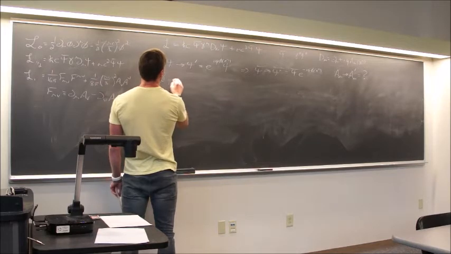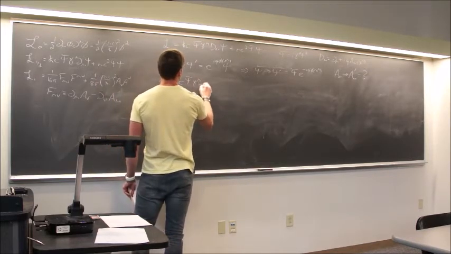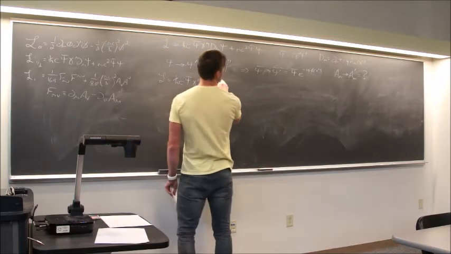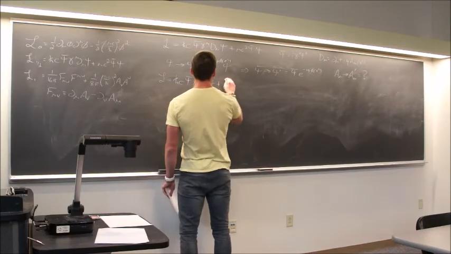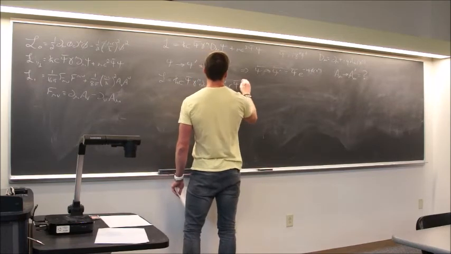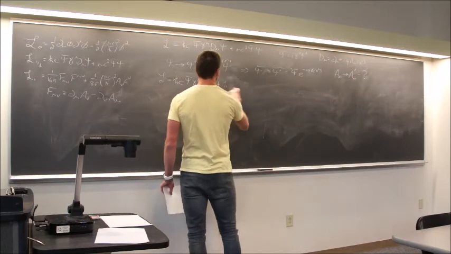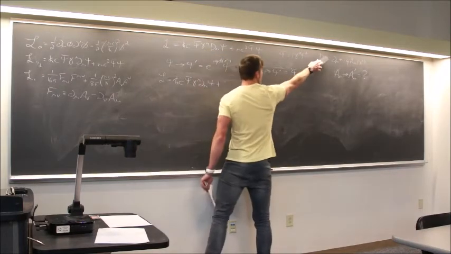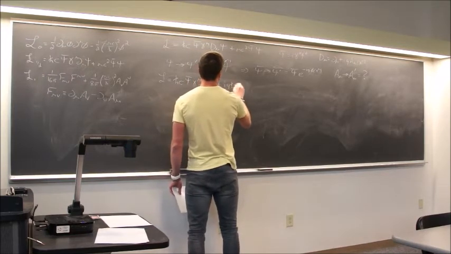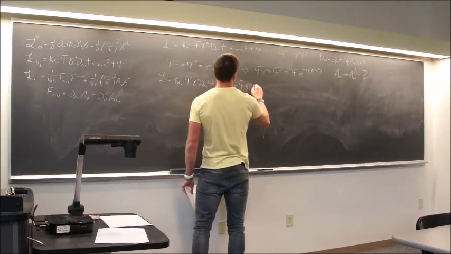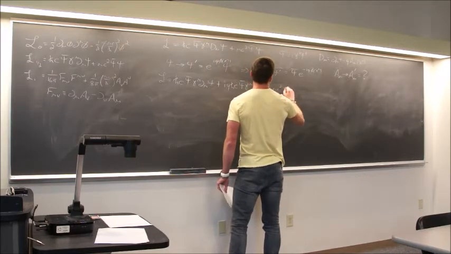So let me write it out long once. It's plus... The glare from the lights off this board makes it very hard. I can't see what's right there. Might as well not be there. i q h bar c psi bar gamma mu A mu psi, plus m c squared psi bar psi.